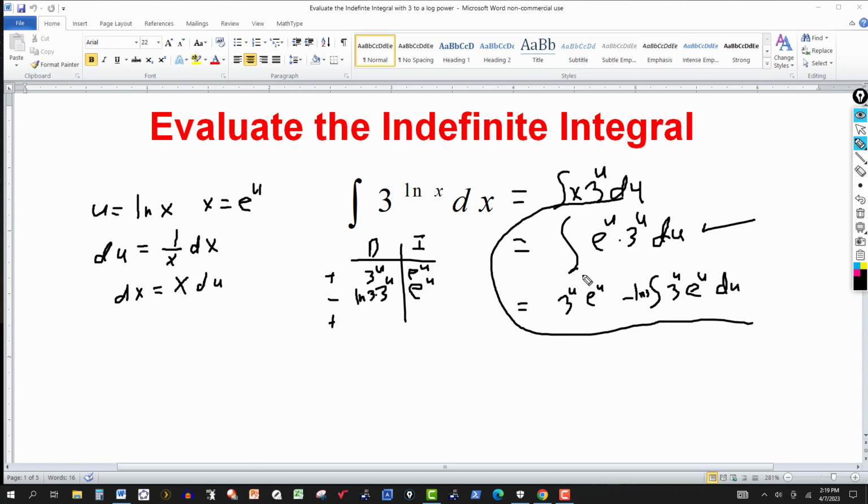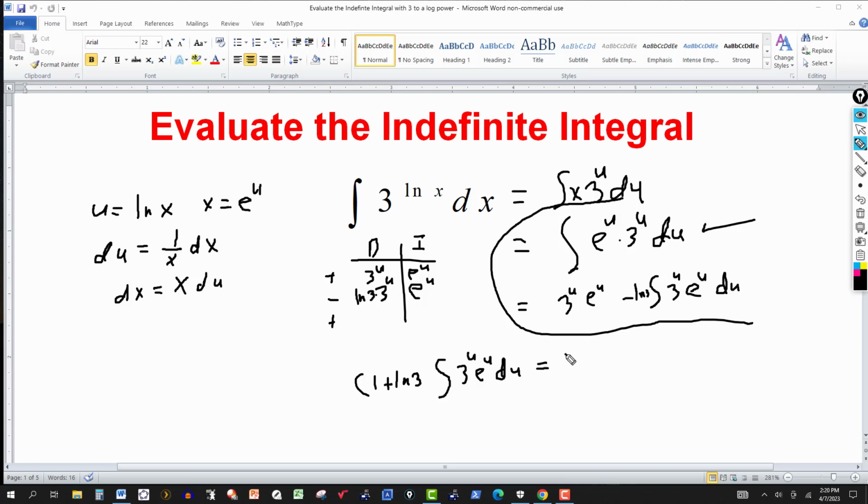This goes over to the other side, so I add this to both sides. And I get the integral on the left side, and then this will be a plus and this will be a 1. So the coefficient there would be 1 plus ln of 3. And this will be 3 to the u, e to the u, du.